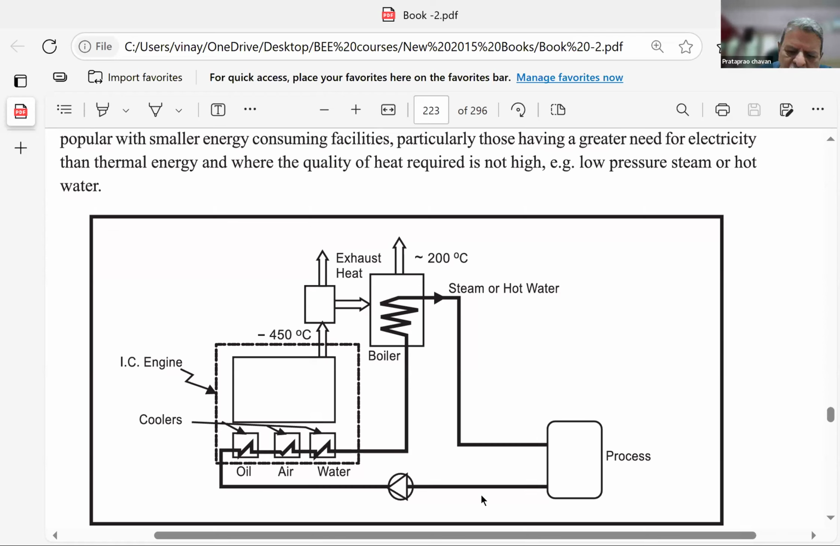Why these coolers? Because this condensate, at suppose a temperature of 50 degrees, lower temperature, is getting the heat. They are extracting heat from the jacket or the lubricating oil or the air, and that heat is absorbed by this water. Water temperature rises to say 60, 70 degrees. It goes to the boiler, further heated by the exhaust gases and converted into steam.